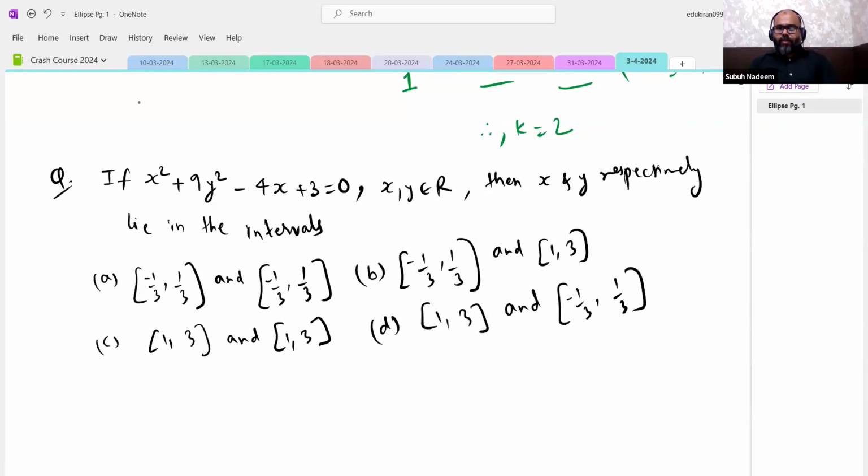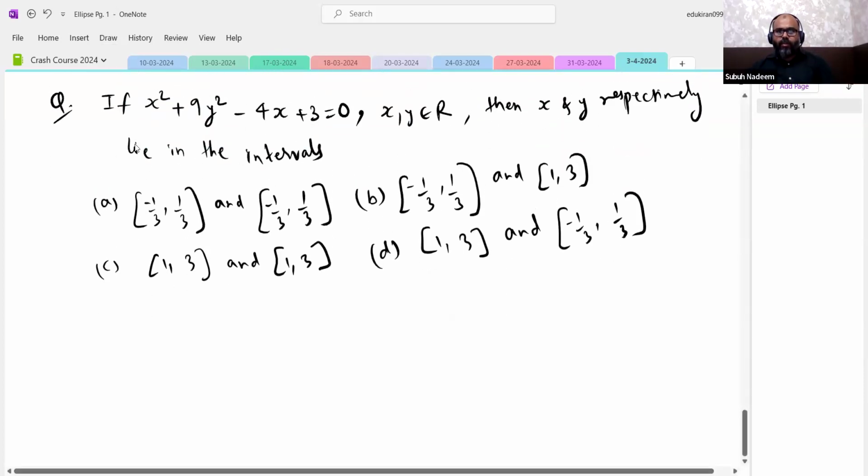So this is a shifted ellipse. Just try to see how you can write it in the form of a shifted ellipse by completing the square of x and so on.